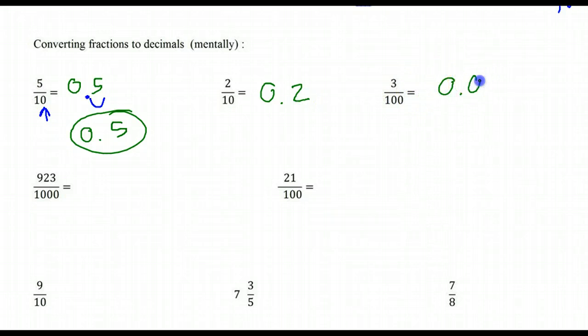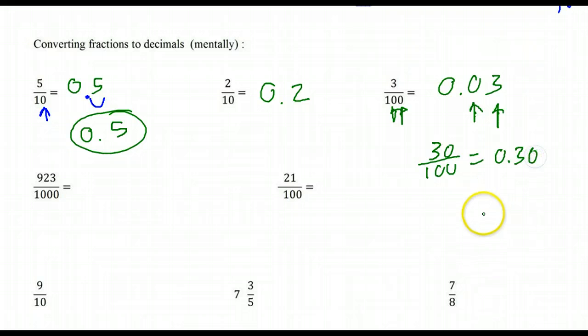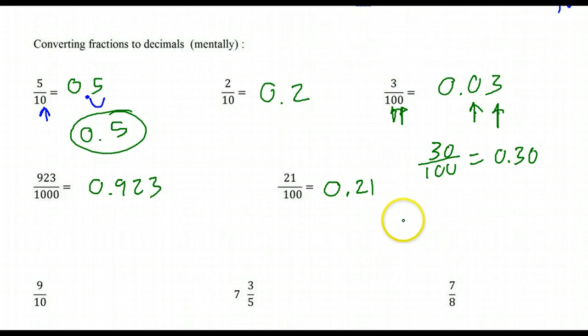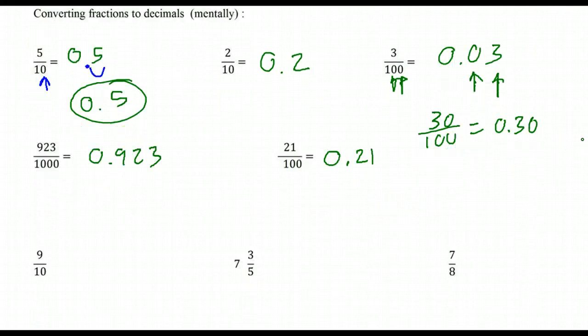You have 2 zeros, you get 2 decimal places. They should always match: 1, 2, 1, 2. But it should always say 3, not 30. That would be 30 on the numerator. So if you had 30 over 100, that would be 0.30. Okay, so let's look at it again. This is 3 zeros, so you get 3 decimal places. This is 2 zeros, you get 2 decimal places. And that's it, nice and quick.